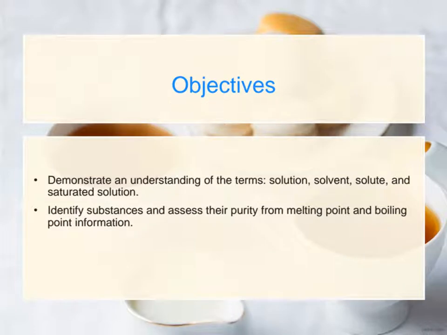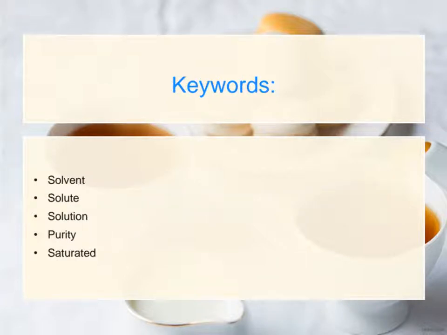Our objectives for today: demonstrate an understanding of the terms solution, solvent, solute, and saturated solution. Identify substances and assess their purity from melting point and boiling point information. The keywords for this lesson are solvent, solute, solution, purity, saturated.